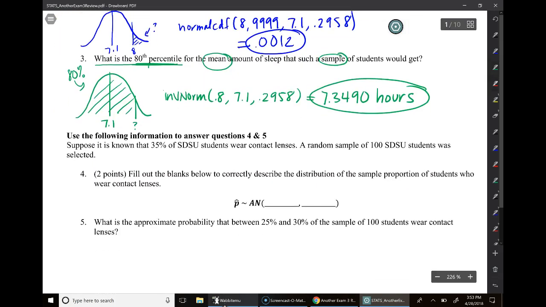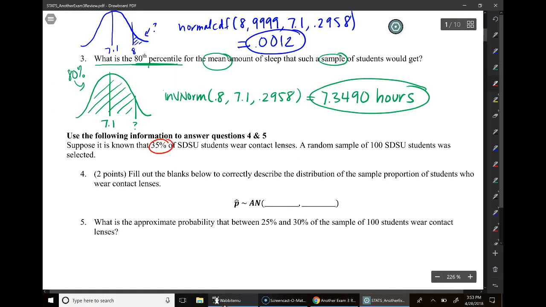As we read through part 6, we see, suppose it is known that 34% of students wear contact lenses. They just gave me a P. If I wanted to dive a little deeper, wearing contact lenses is our X, our variable, which is categorical. It's either a yes or a no. And this is real deal P because it says known, right? There's nothing here to suggest this is from a sample. So this is real deal P.